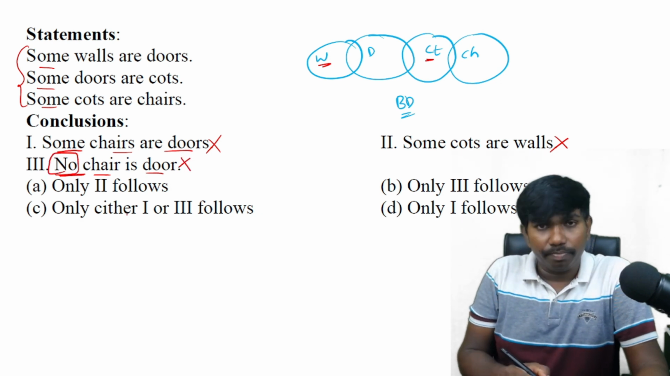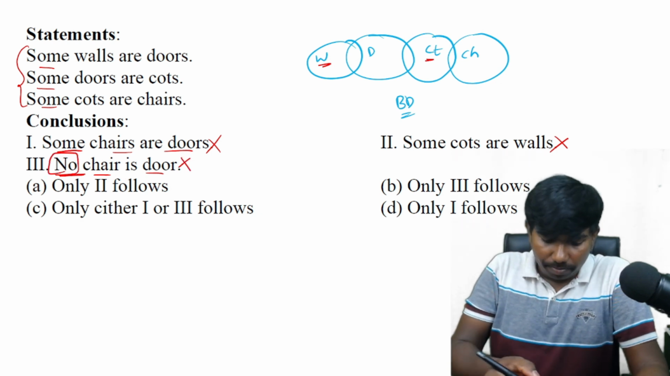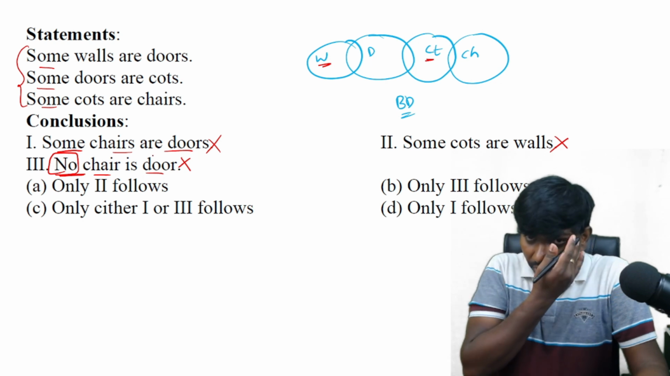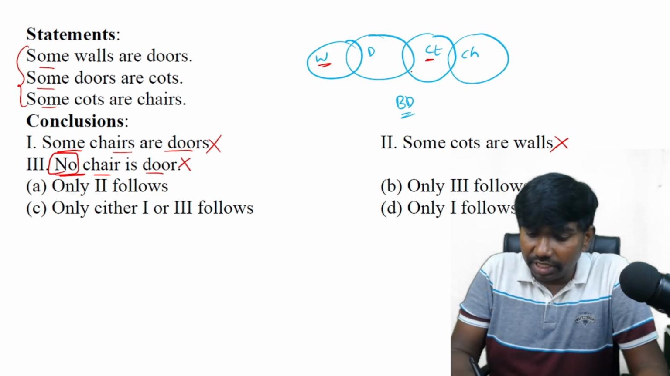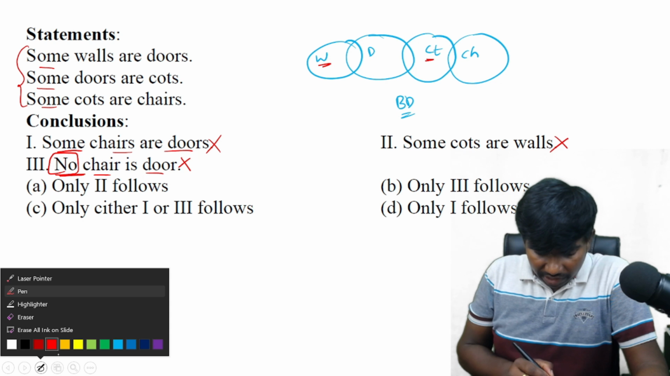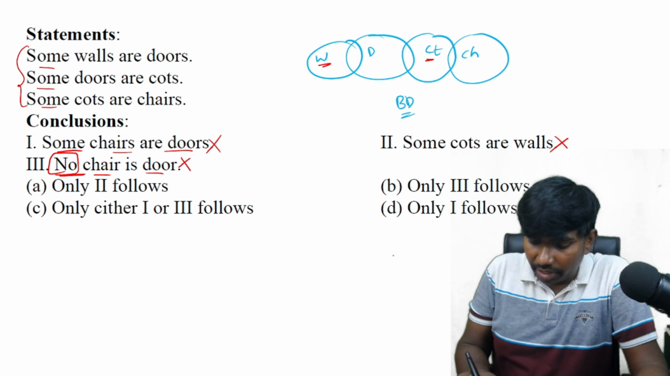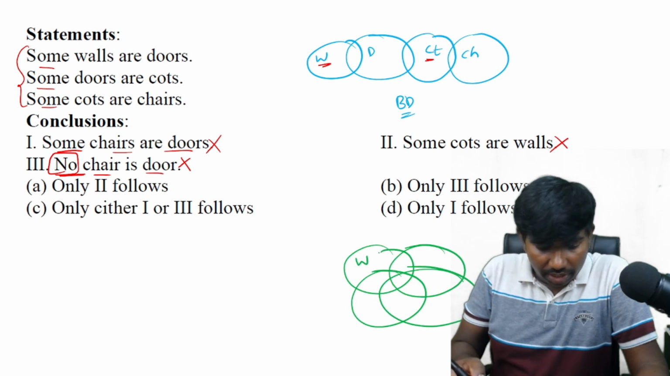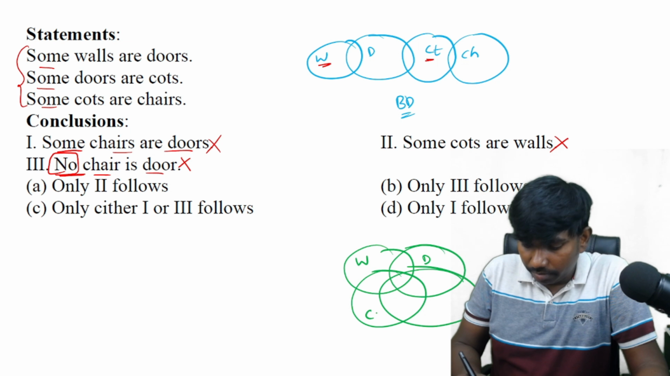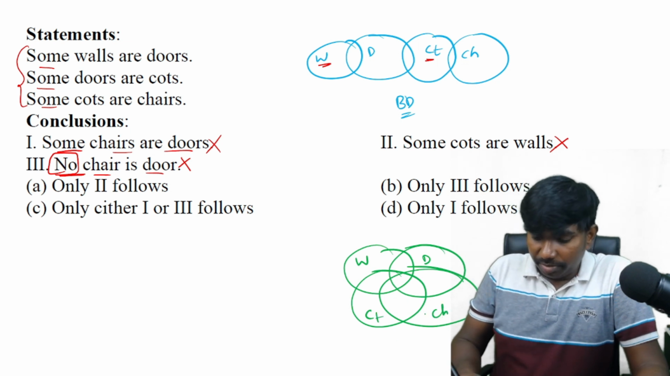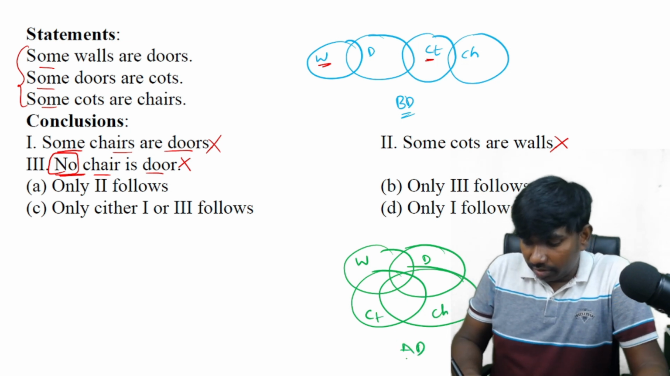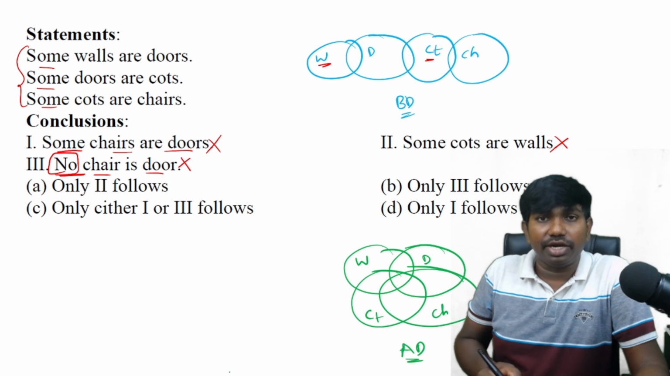This is also fail. Even if you see here, no chair is door, right? When will it fail? If chair and door intersect. So instead of drawing the diagram in that way, what if I draw the diagram in this way? One of the alternate diagrams I am drawing. Here I am taking wall, door, cot and chair. So tell me, is it a possible diagram or not? Yes, this is one of the alternate diagrams.